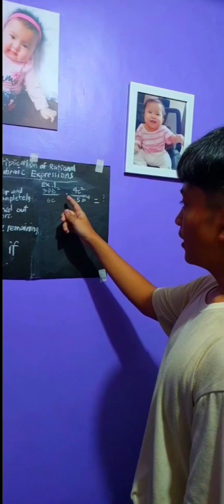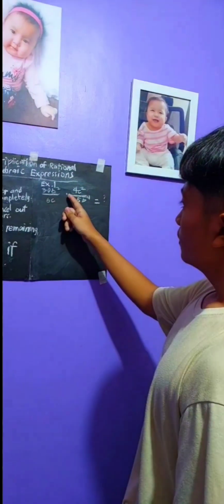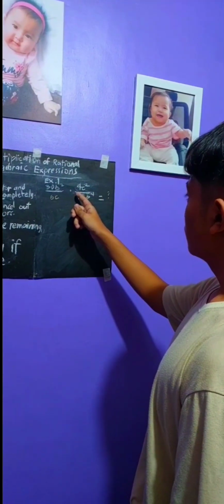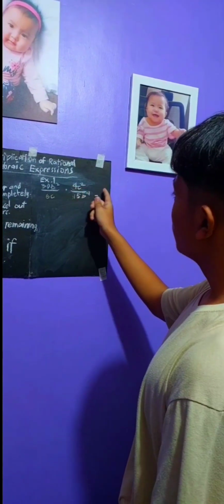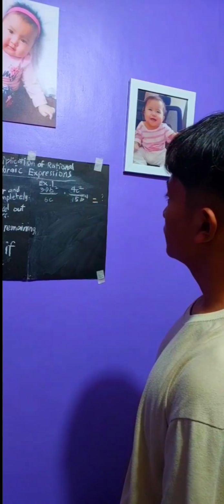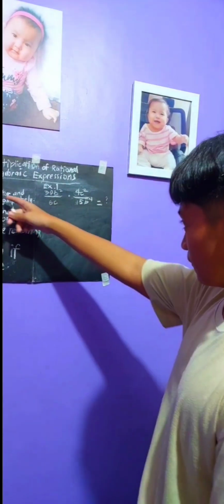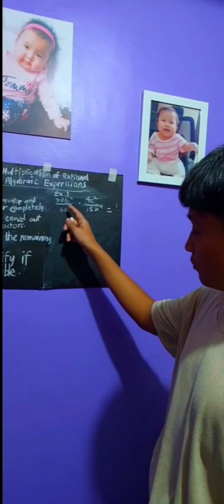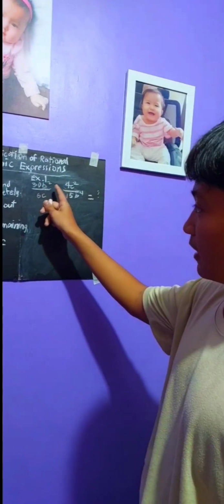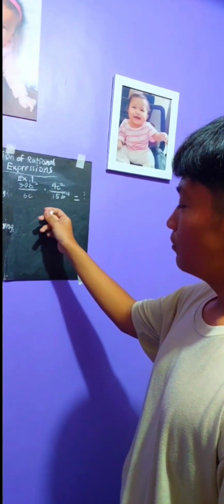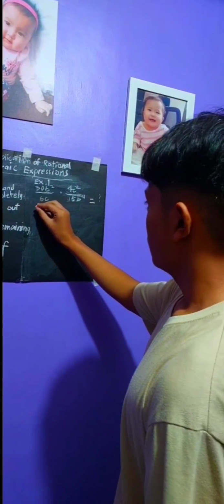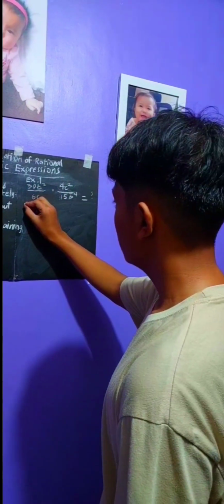30b squared over 6c times 4c squared over 15b raised to 4. Let's check the first step, factor the numerator and denominator completely. As you can see here, it cannot be factored, so all we're gonna do is just simplify all of them. It can be simplified like this.